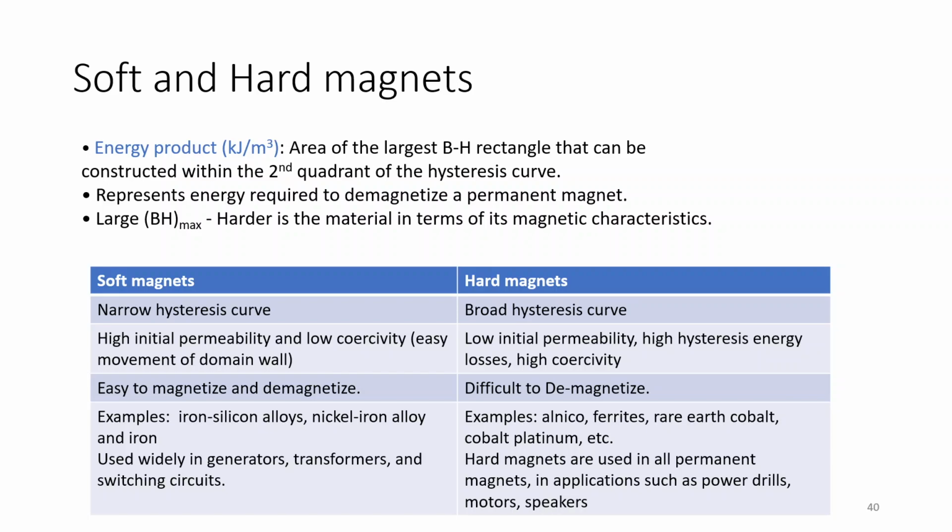Examples are iron silicon alloys, nickel iron alloy and iron. It is used widely in generators, transformers and switching circuits.